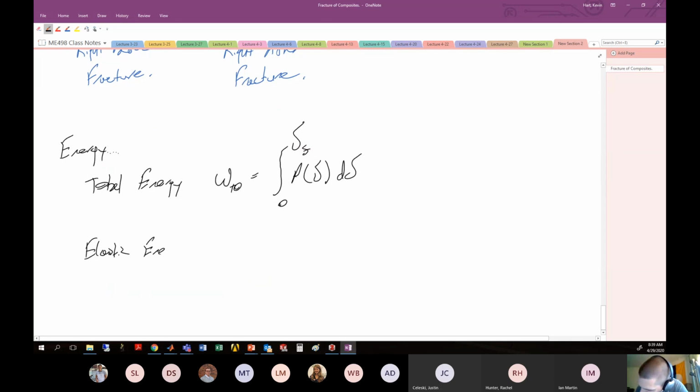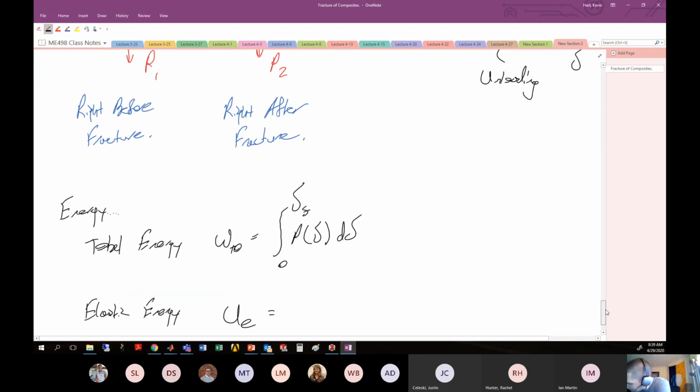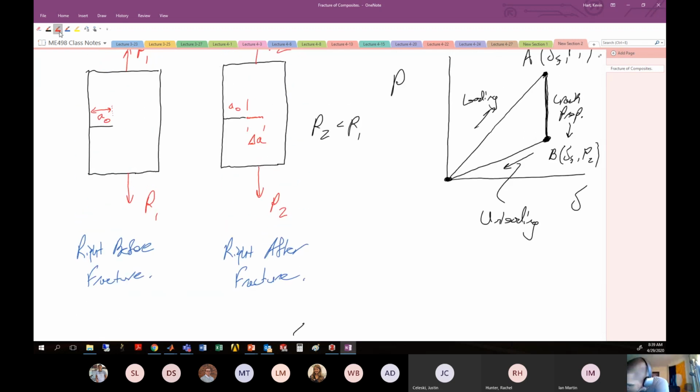The elastic energy, this is the energy that was recovered, is going to be given by this here. This is your elastic energy. So this is the amount that was recovered after we had our fracture event and unloaded our piece. That's the amount of elastic energy that we recovered.